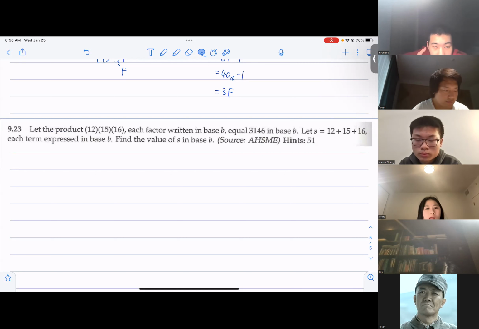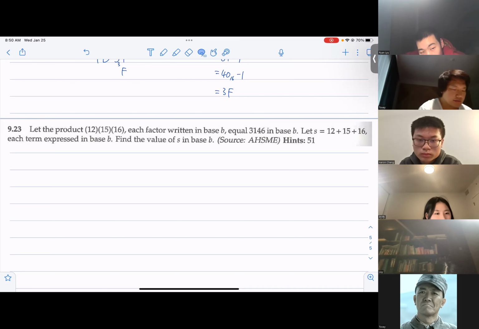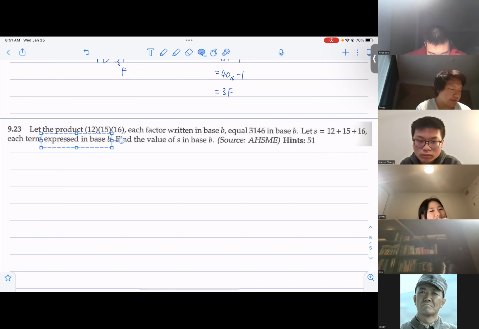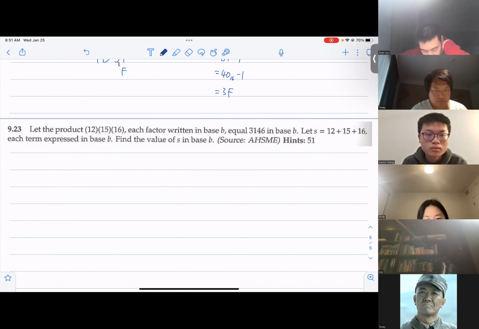So if you want to find the value of S in base B, you have to know what B is. Does that make sense, right? Because you actually know what S is in the decimal system, just add them up, right? But what if this value is expressed in base B, then you have to know what B is. Different B's give you different representations.